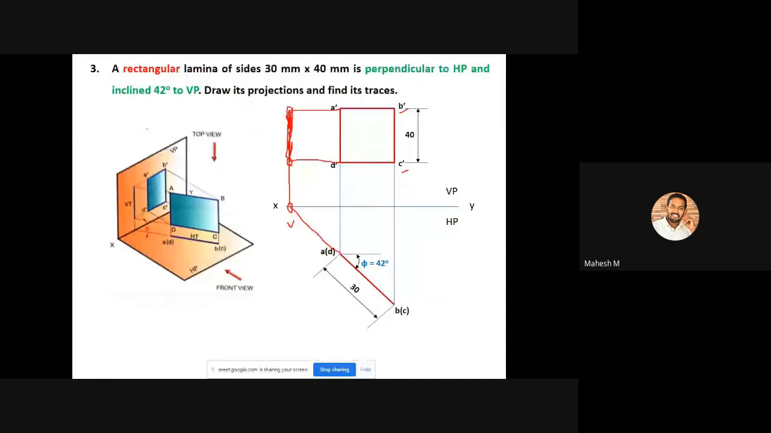So this line will be called the vertical trace, and also it is perpendicular to HP, it is not parallel to HP. If it is parallel to HP, you will not be getting the horizontal trace. Since it is perpendicular to HP, you can directly mark the top view as horizontal trace. It is already mentioned in our previous cases itself. So that is why it will not be in this diagram.